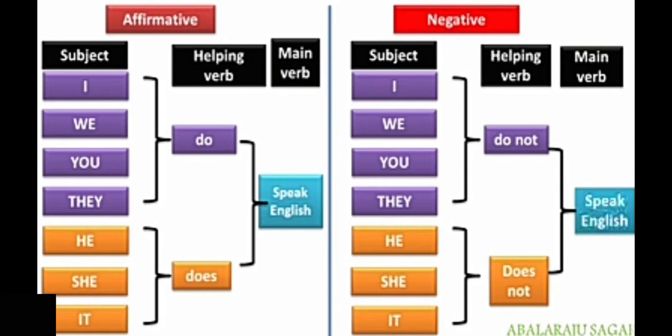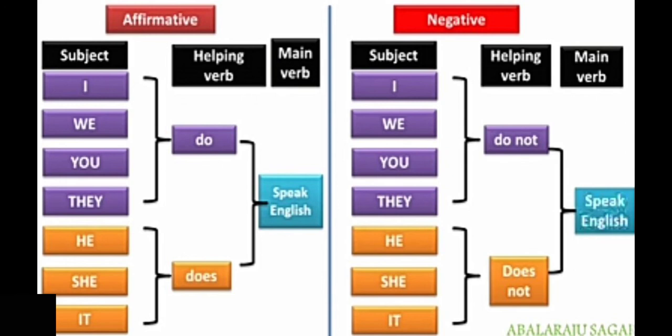He doesn't speak English. She doesn't speak English. It doesn't speak English. While writing the negative, the presence of the auxiliary verb, the helping verb, will appear, right? While writing an affirmative sentence, it is present in an understood manner.